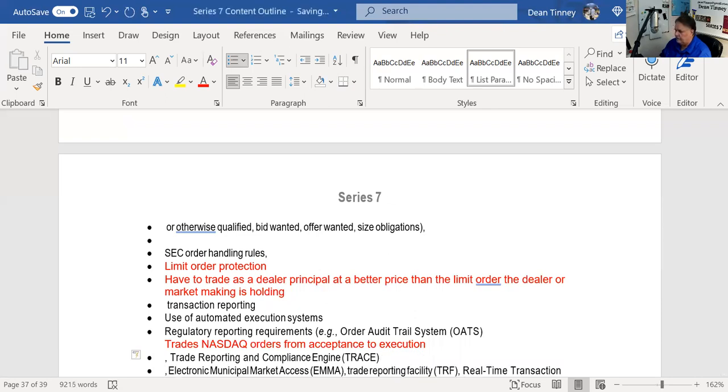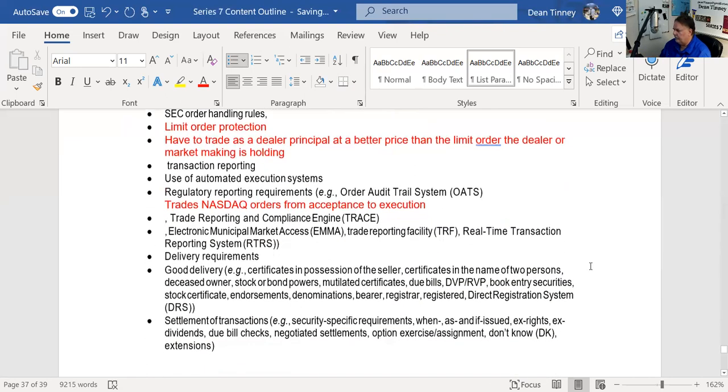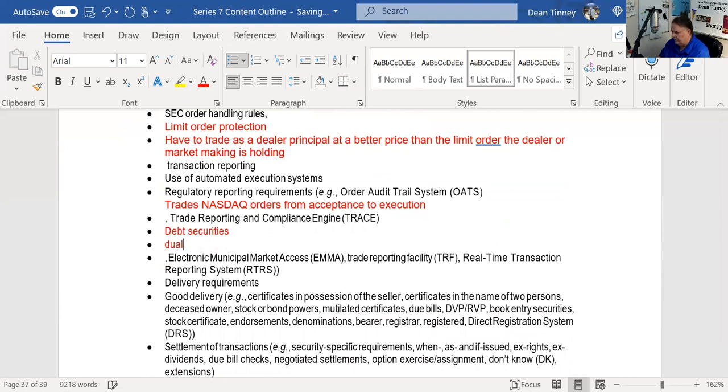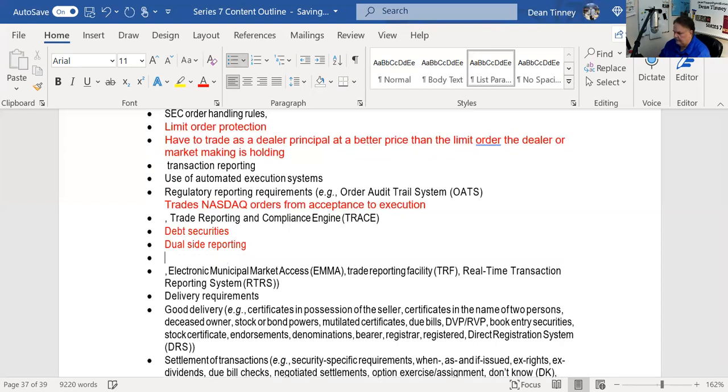Now, if you get this as a test question, these various things we're talking about are usually like A, B, C, D. And so TRACE is for debt securities. We're trying to drive the bond guys into the modern marketplace. In stocks, we report in 10 seconds, but bond guys report in 15 minutes and they go, 15 minutes, I just can't do it. So, TRACE is for debt securities. It's a dual side reporting, and that means both. It's the only reporting system here where both sides report to TRACE, the buy side and the sell side. And you have 15 minutes to report.